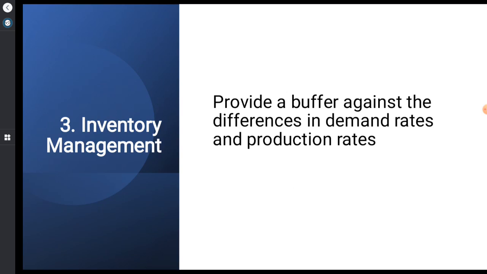So if we have a sudden increase in the demand, we can use the finished items in the inventory and provide them to our customers. And also if we have a sudden increase in the demand rates and we need to produce more, we can go to our inventory and find the raw materials we need to start to produce more units and to meet this increased demand. So it's a buffer against this variation between the demand rates and the production rates.